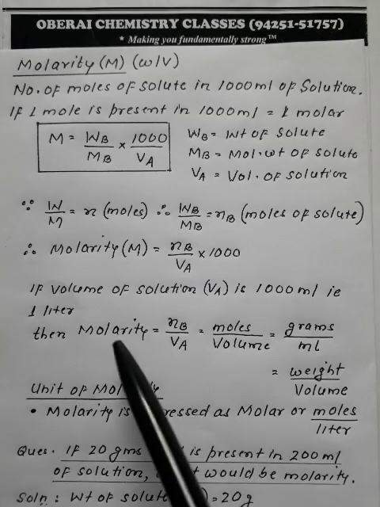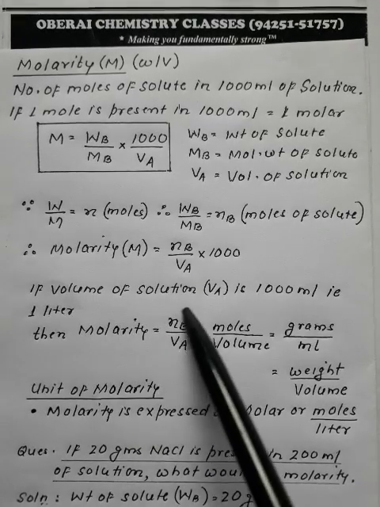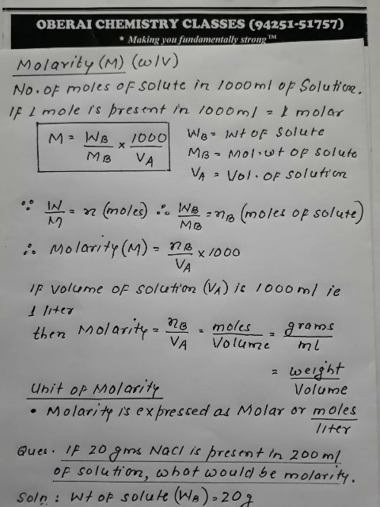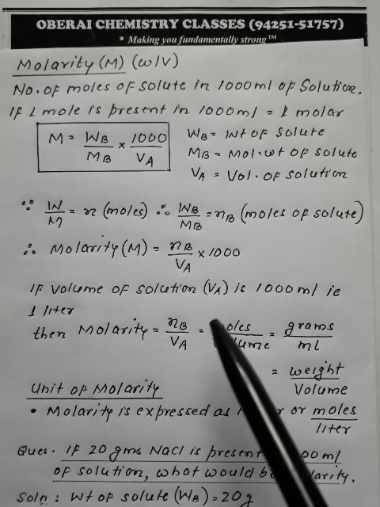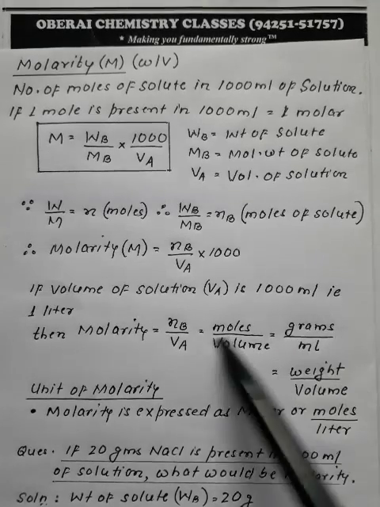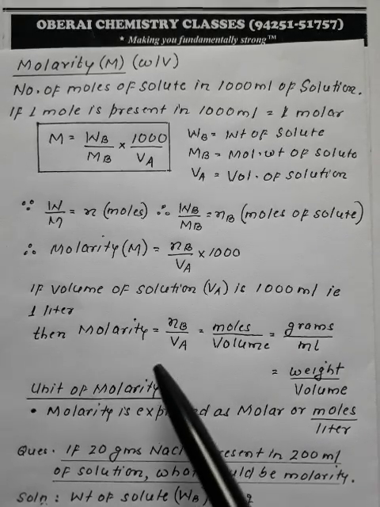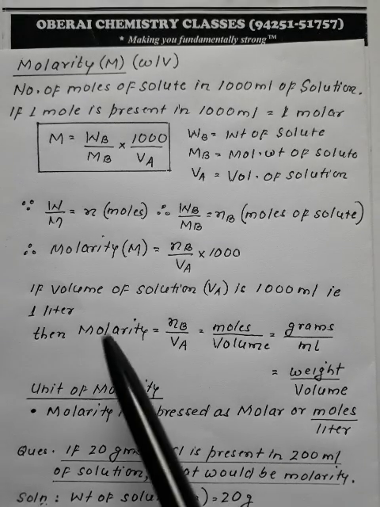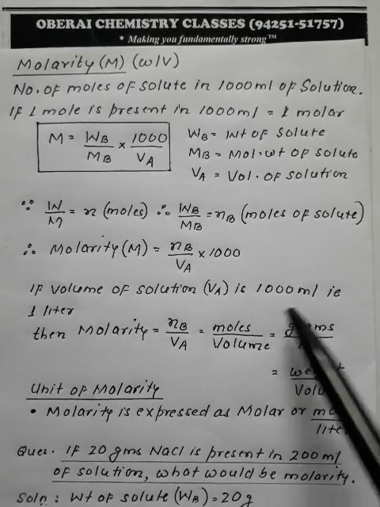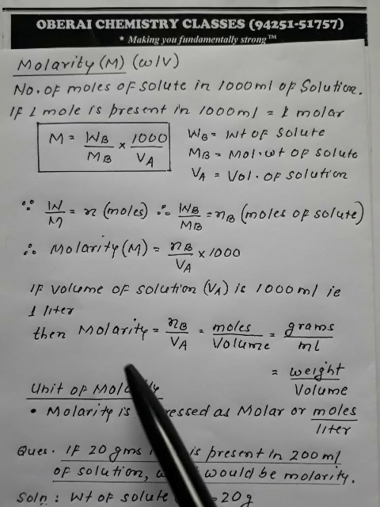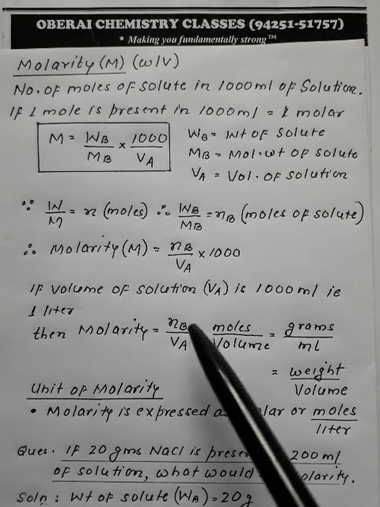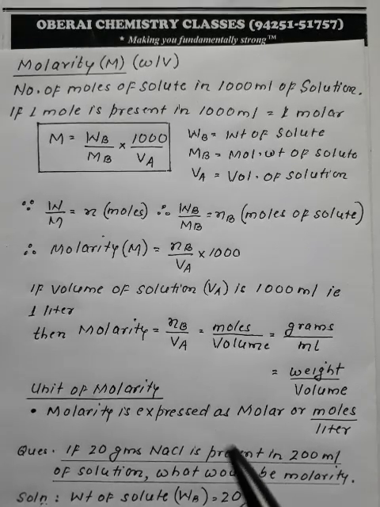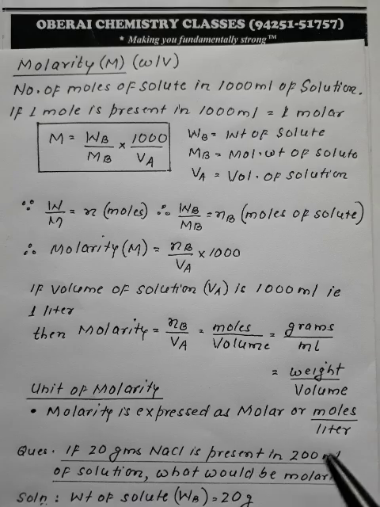Now further, if the volume of solution VA is 1000 ml, that is 1 liter, then molarity may also be expressed as NB upon VA. So if NB upon VA is given to us, it means molarity. So N upon V is molarity.